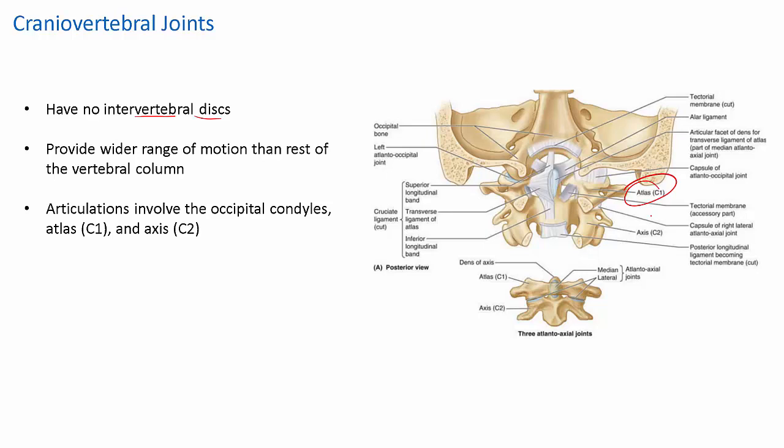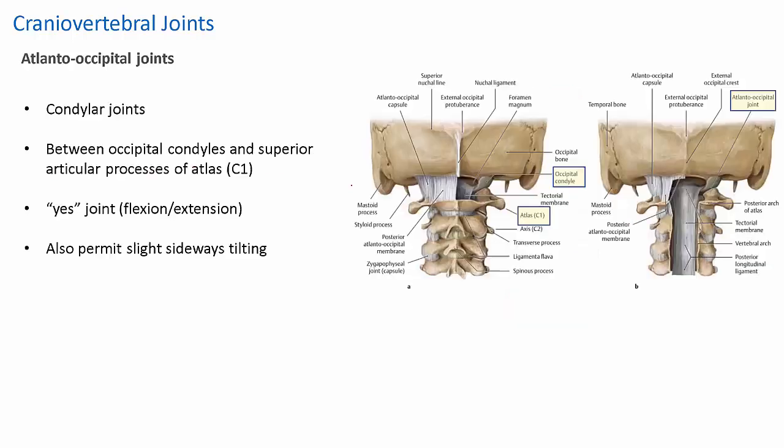So there's our C1 right there. There's our C2. And you can see that there are ligaments here that hold these guys together, but there's no intervertebral disc. So this is going to, of course, provide for a wider range of motion, because a lot of that motion at the skull will come from the articulations either between the occipital condyles and C1 or between C1 and C2, about 50%.